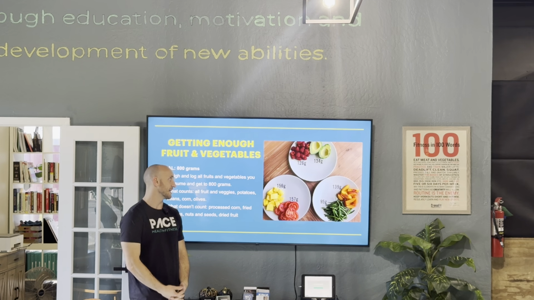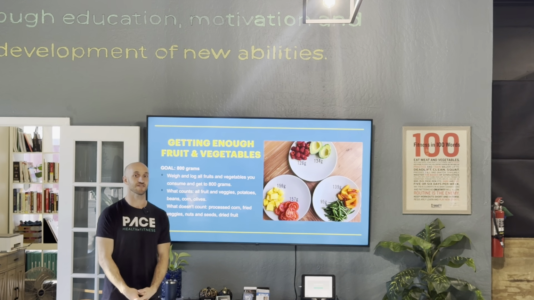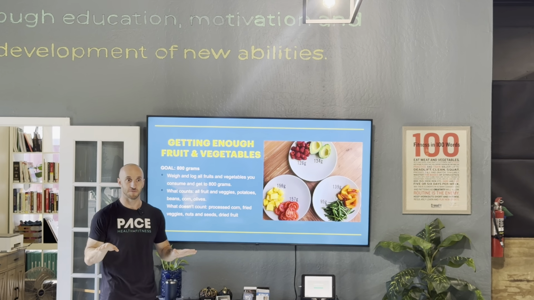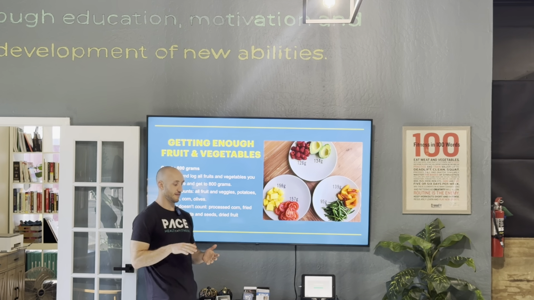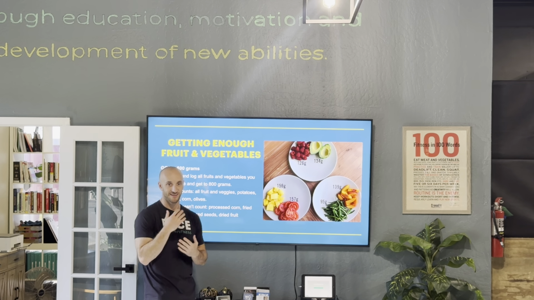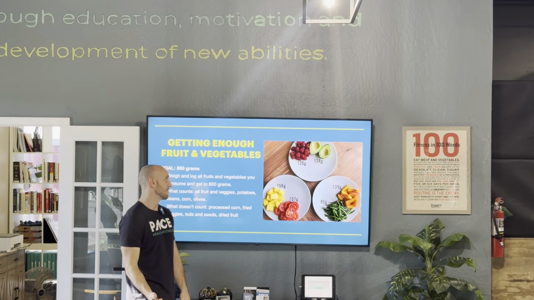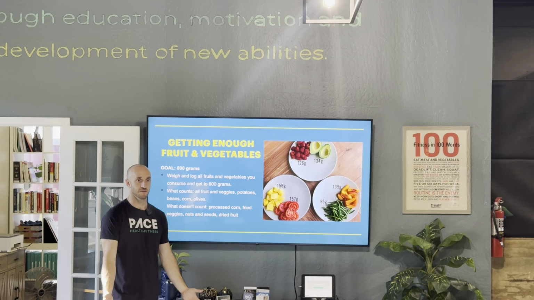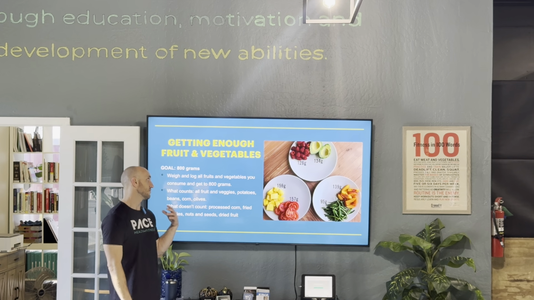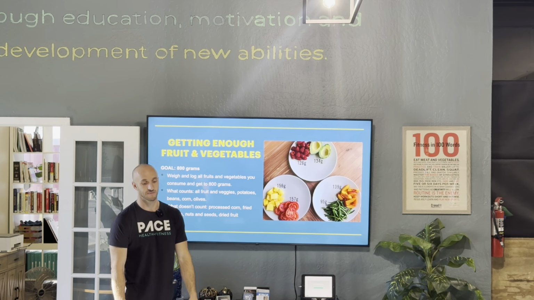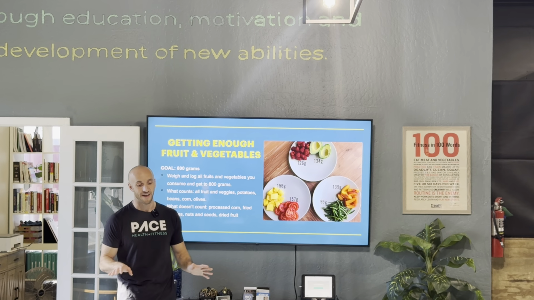As far as this week, our goal is to get 800 grams of fruits and vegetables. Doesn't matter what fruit and vegetable is, right? The on plan means literally any fruits and vegetables, including beans, including potatoes, anything you can think of with those. We don't count dried fruits in this because they're kind of taking everything out of that.